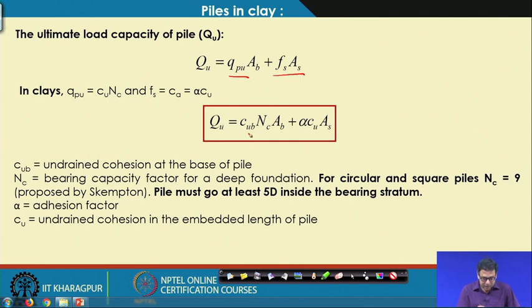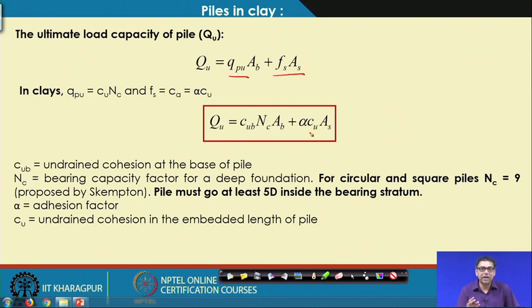C is the undrained cohesion at the pile tip, and NC is the bearing capacity factor, AB is the area of base, and alpha Cu, alpha is the adhesion factor, because in granular soil it was the delta, friction angle, friction between the soil and any other material. Here it is cohesive soil, it is the adhesion.